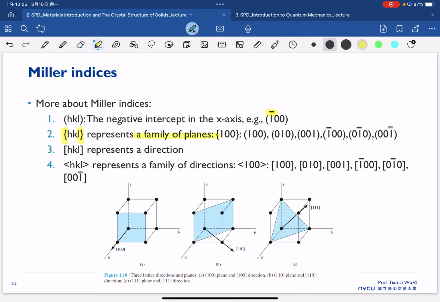And if we have this bracket, that means we represent directions here. And if we have this bracket, that means this represents a family of directions. So this is just some more detail, that using different brackets has different implications here.